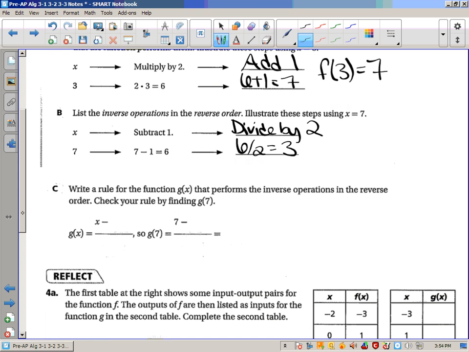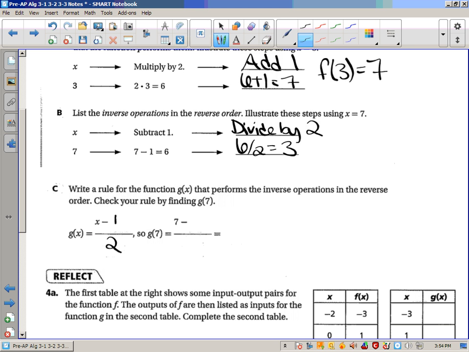I could also write this in function notation. Now when we write the inverse of a function, we can no longer use the name that we gave for the original. So if the original was f of x, we have to come up with another name. And again, very commonly we use g or h. Here we're using g. So to do those operations backwards, multiply by 2, add 1, we would do subtract 1, divide by 2.